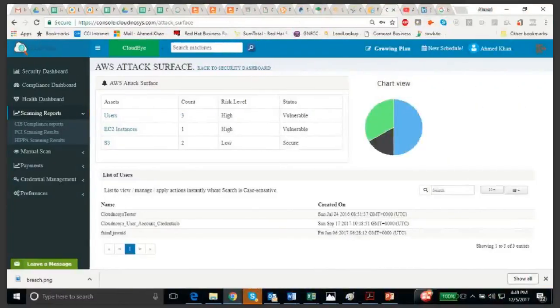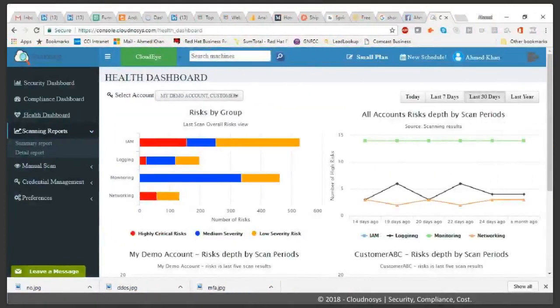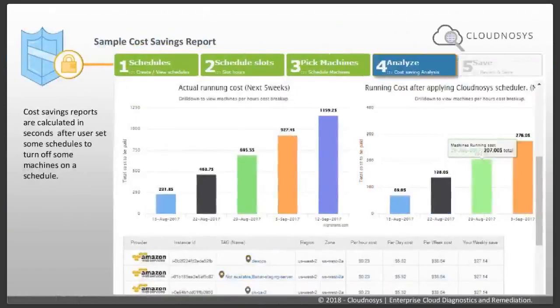It talks about the attack surface, all the assets, and what is the vulnerability state of these assets. It also gives you a health meter, a health chart that shows progress over time, whether your compliance posture is going up or down, and on which projects, and so on and so forth.